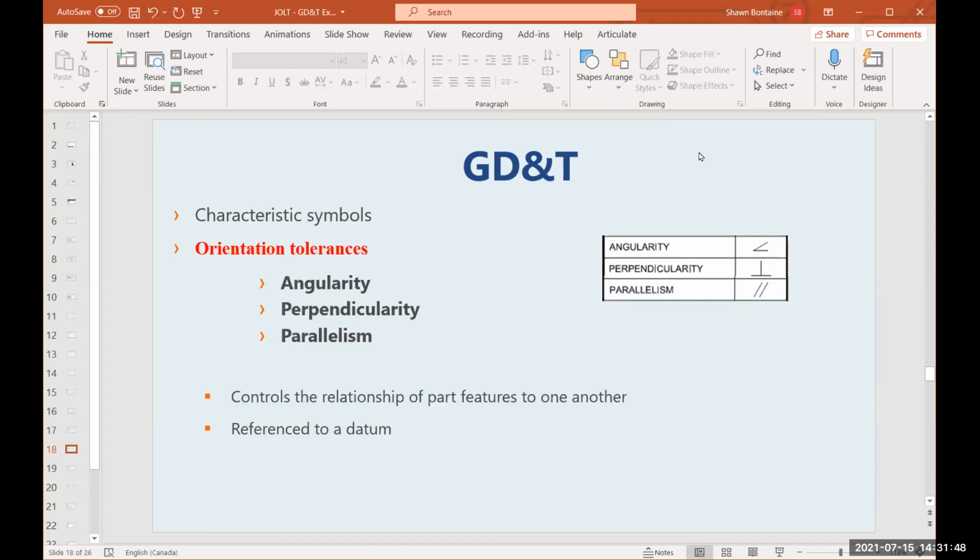Perpendicularity is a 90-degree condition, again, can be applied to a surface or a feature of size. So in the case of a surface, you're talking about the 90-degree condition of the surface. Applied to a hole, for example, drilled through a part, you're talking about the 90-degree condition of its axis in relationship to the datum. And parallelism is the 180 degrees. We want it to be parallel to our datum in order to control that orientation. So they control the relationship of the part features to another, to a datum, and their reference to a physical datum.